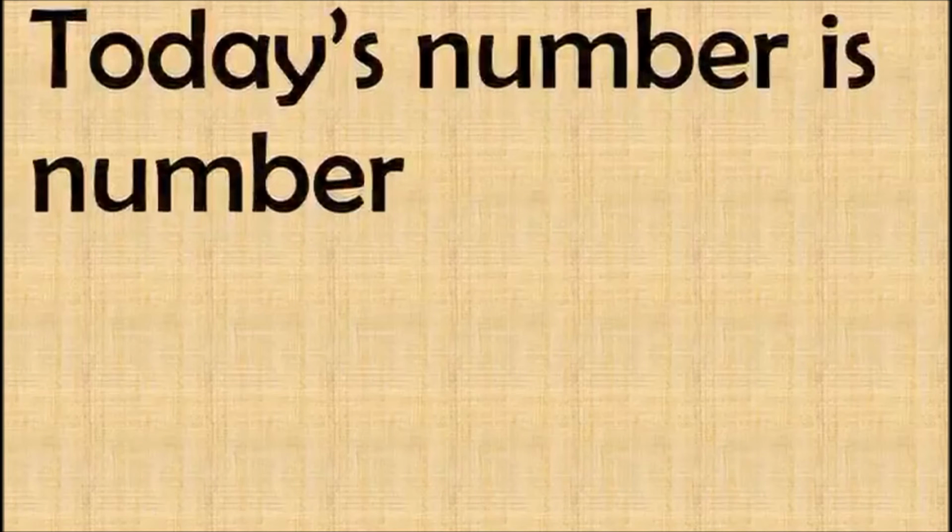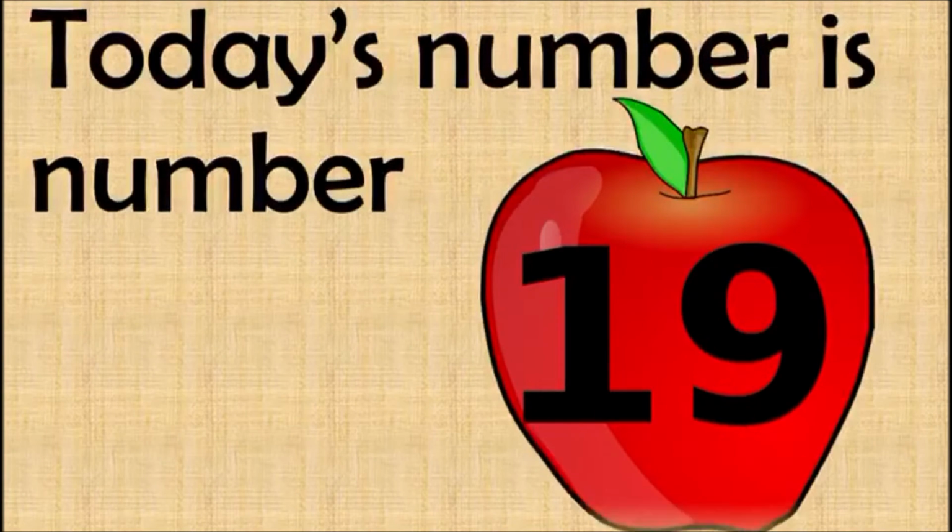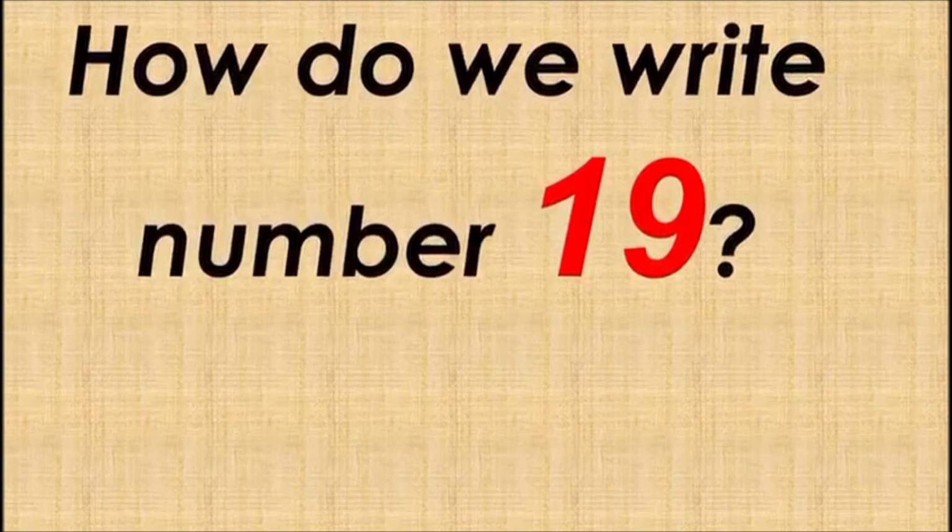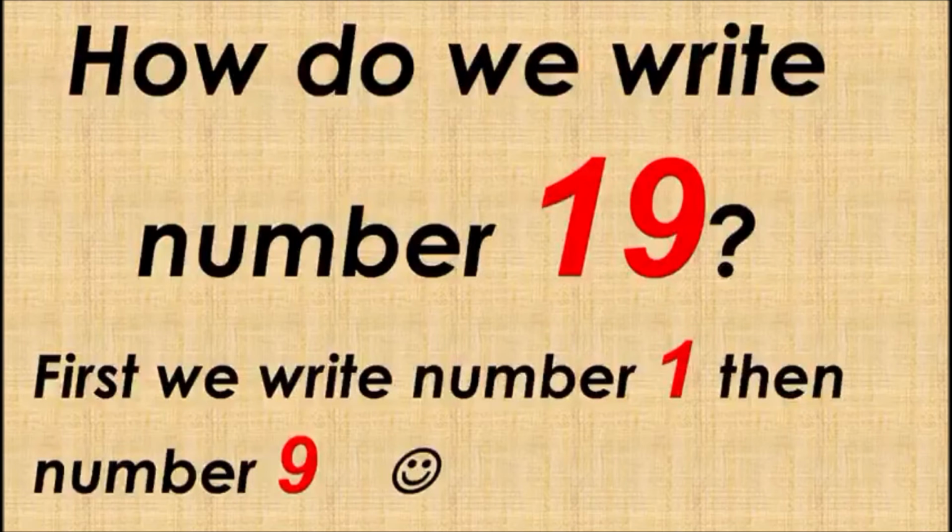Let's see our number for today. Today's number is number 19. Nice, 19. How do we write number 19? First, we write number 1, then number 9. So again, first we write number 1, then we write number 9.